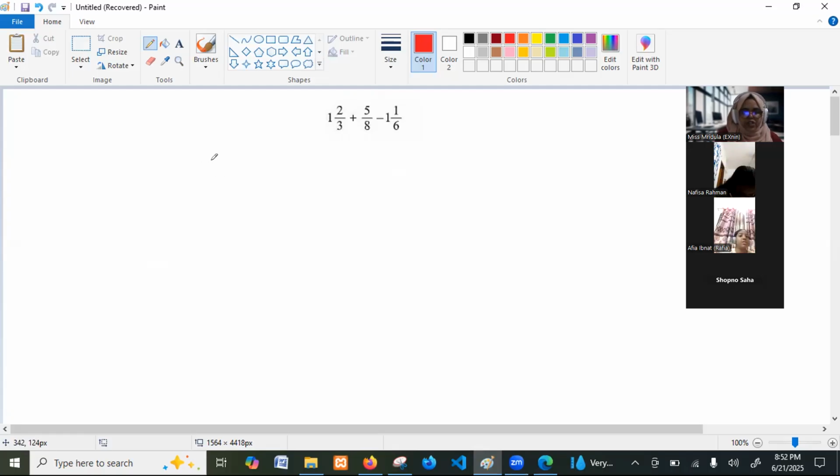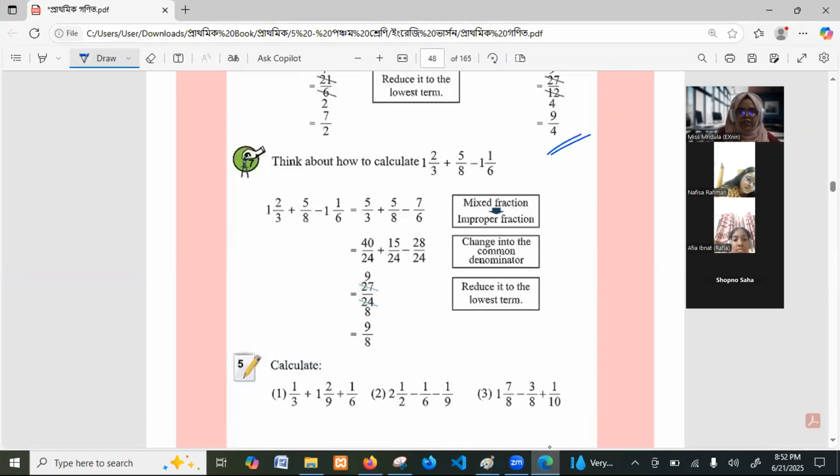Let's see. So the first one is 1 2 by 3. That means we have to make it: 3 ones are 3, and plus 2 will be 5, so 5 by 3. Then 8 plus 6 ones are 6, and 1 will be 7. So that is what we have. Let's see what they have done. They have done the same.